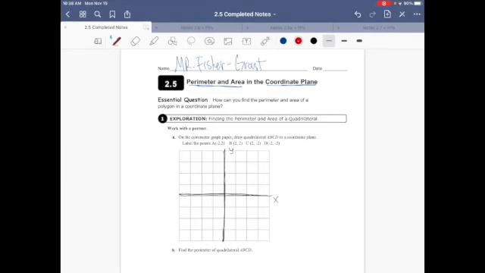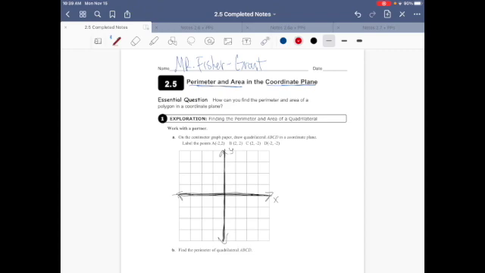Okay, so welcome to Notes 2.5. First thing we're going to do here, we're going to draw our axis in the space provided. So just take a minute and draw your axis. Next thing we're going to do, we're going to plot these points.